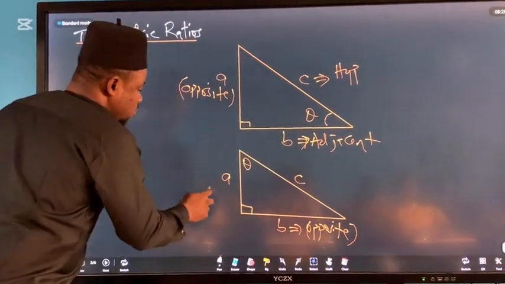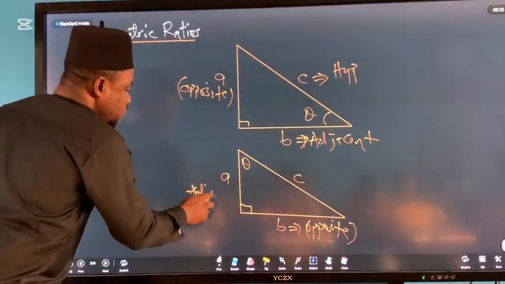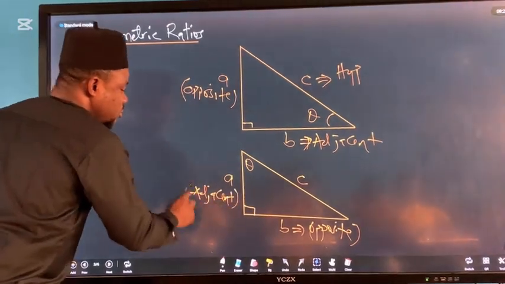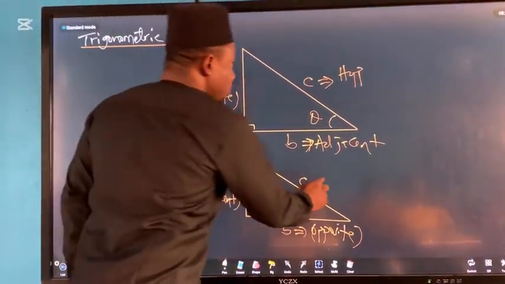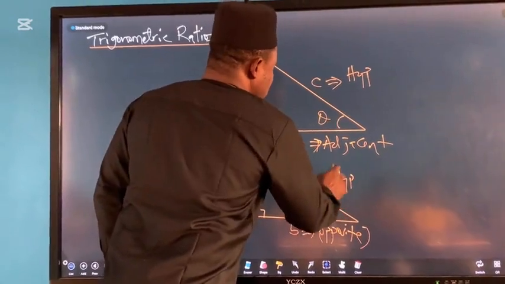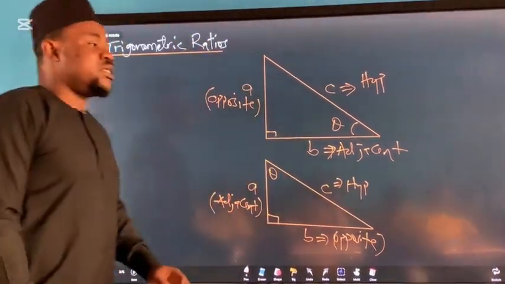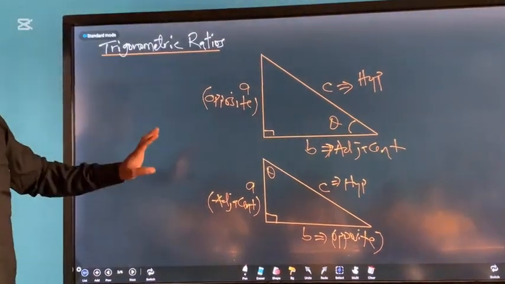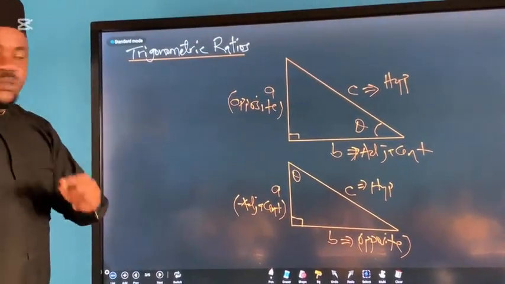And this side becomes what? Adjacent. Which side does not change? The hypotenuse doesn't what now? Doesn't change. Are you getting that? Hypotenuse doesn't what now? Change. So what do we do for trig ratios?